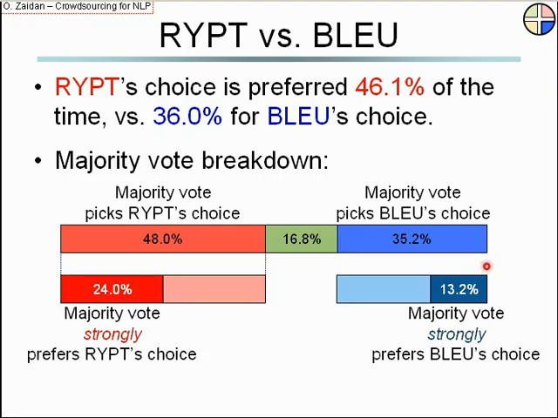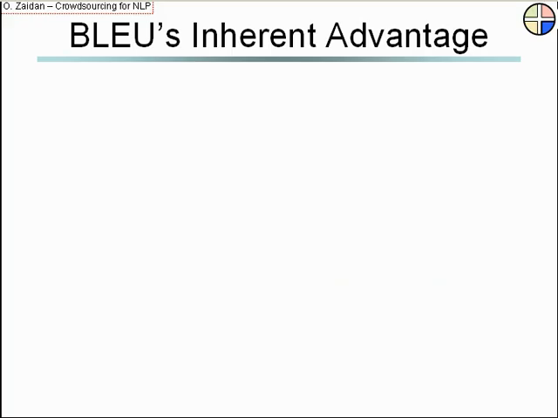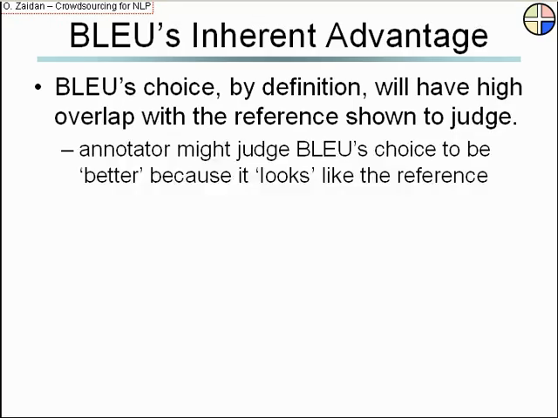And within those majority votes, when RIBES's choice is preferred, it's usually preferred strongly about half the time, which is a higher percentage than for BLEU. Now, I was looking at these results, and these are obviously encouraging, but I was thinking that BLEU has an inherent advantage here, because the candidate translation that gets a high BLEU score, by definition, will have high overlap in word choice with the reference translation that we show to the judge.